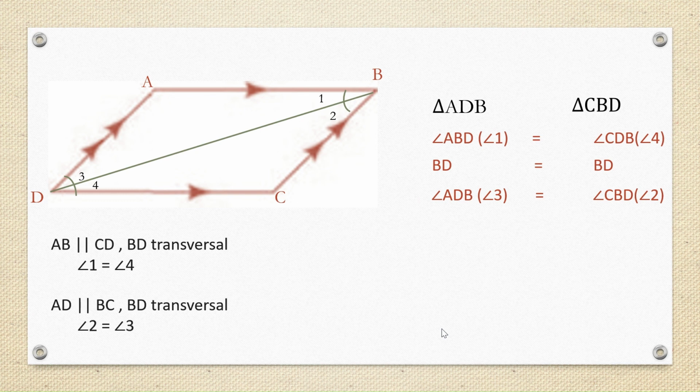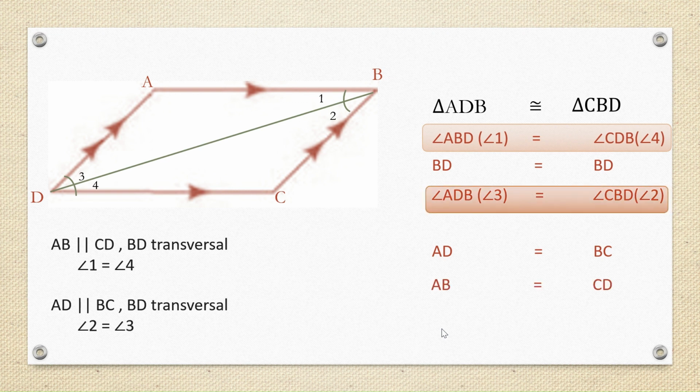With that, we can tell both the triangles are congruent, and hence we can write the side opposite to angle 1 is AD and the side opposite to angle 4 is BC. So AD equals BC. Similarly, for angle 3, the side opposite is AB, and for angle 2, the side opposite to it is CD. So AB equals CD. This shows that opposite sides are equal.